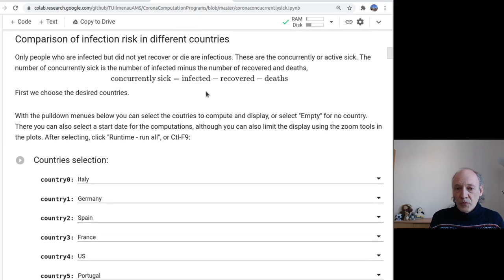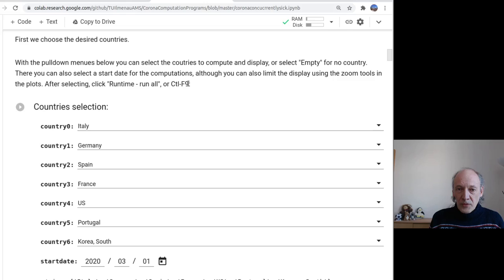So to compute it, we first need to choose the countries, and for that I made those pull-down menus, which you can use to select countries to compute and display in the following. And you can also select empty for no country if you want to limit the number of plots. So there you can also select the start date, which is down here, for the computations. So here I chose the 1st of March, where basically everything began. Also, you can limit the display using the zoom tools in the plots that we will see.